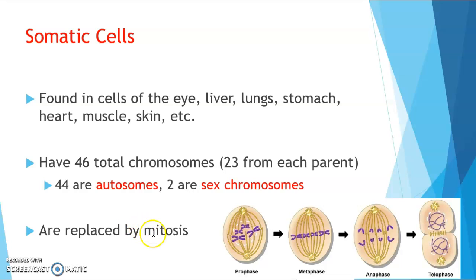All somatic cells are replaced by mitosis. So we talked about how they go through prophase, metaphase, anaphase, telophase, and the result is two daughter cells that are identical to the original cell. Gametes, they are a little bit different.